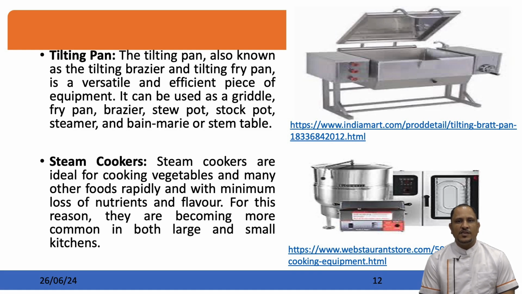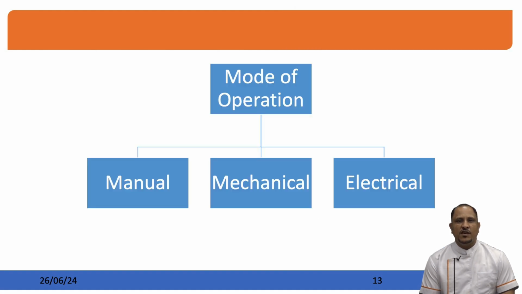So after having discussed size as the basis of classification and the three categories that come under size, like small, medium and large, let's move on to the next basis of classification of equipment, that is mode of operation. When we talk about mode of operation, again we have three subcategories: manual, mechanical and electrical. As the name suggests, mode of operation is how the equipment is operated.